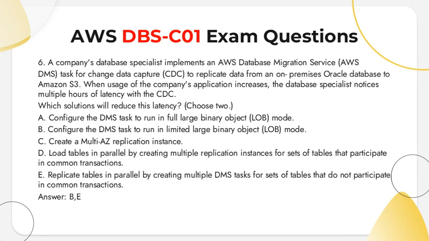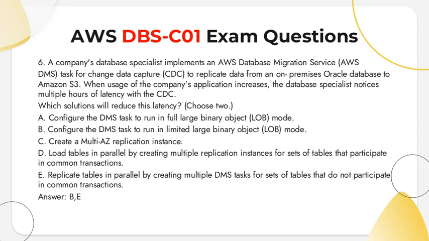6. A company's database specialist implements an AWS Database Migration Service (AWS DMS) task for change data capture (CDC) to replicate data from an on-premises Oracle database to Amazon S3. When usage of the company's application increases, the database specialist notices multiple hours of latency with the CDC. Which solutions will reduce this latency?